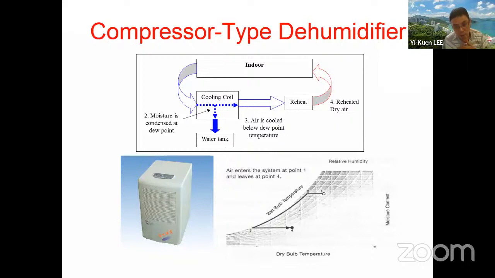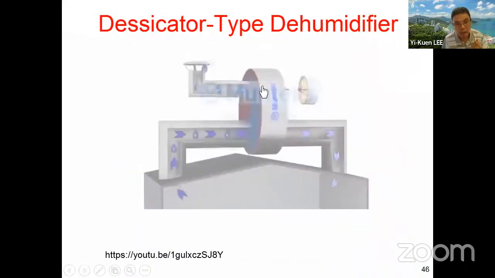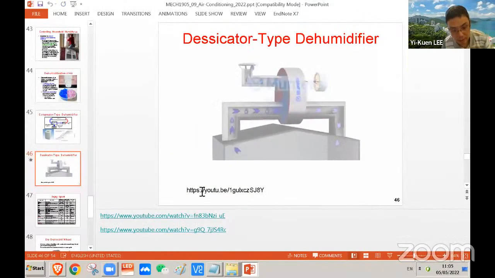There is another family, the desiccant type of dehumidifier. In this case, we don't have a compressor. Maybe you can quickly look at this video, so it's easier to see. I find the video much easier for you to understand the process.